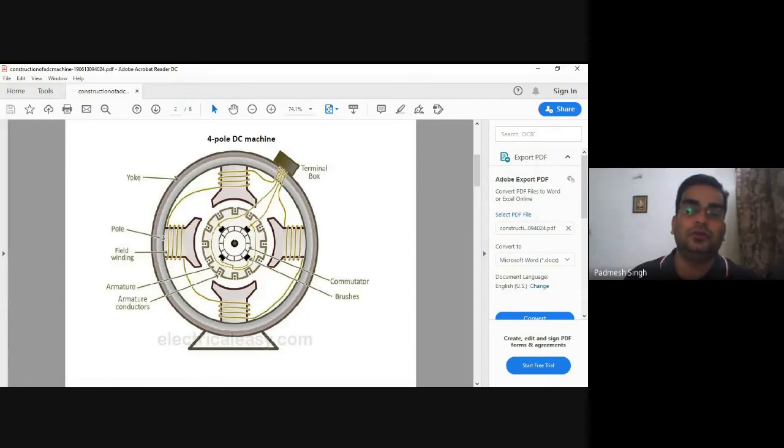So the main components of a DC machine are the stator having a field winding and the rotor having an armature winding. The interaction between these two fluxes, one created by the field winding and another created by the armature winding, will cause rotation of a motor and production of current in case of a generator. Now coming to the next slide.